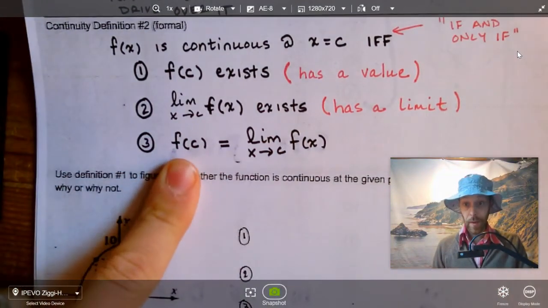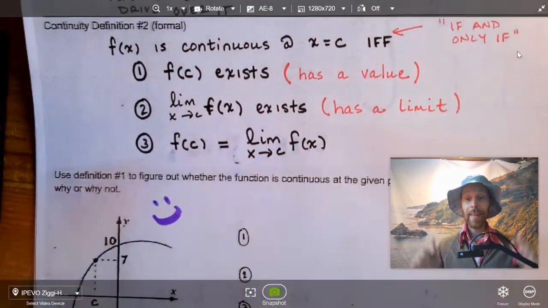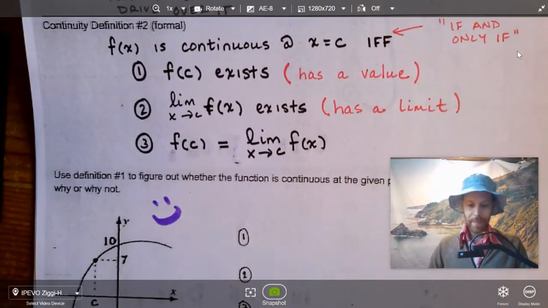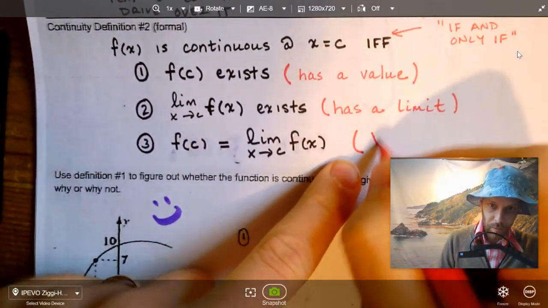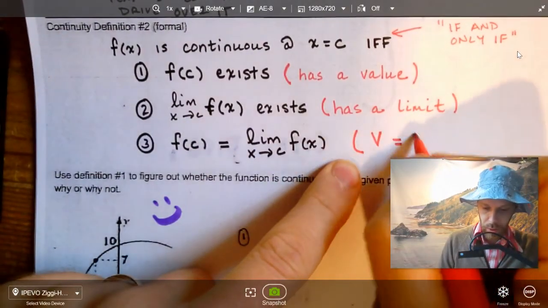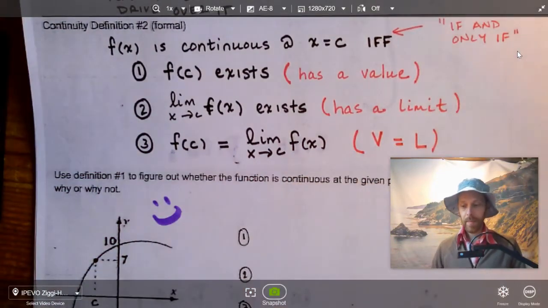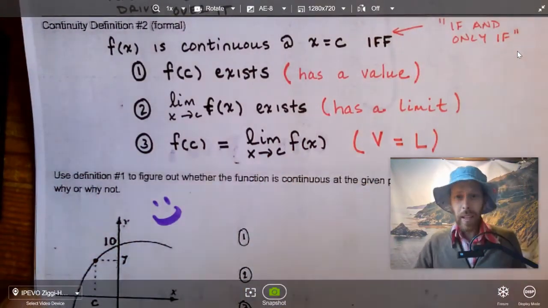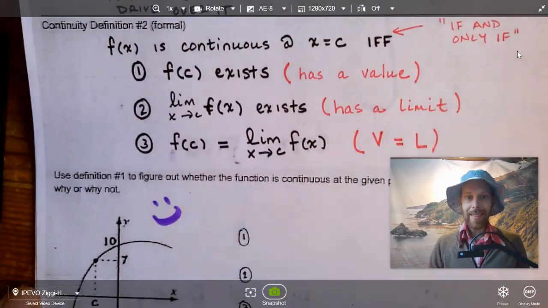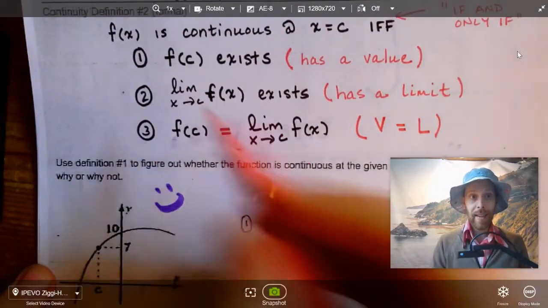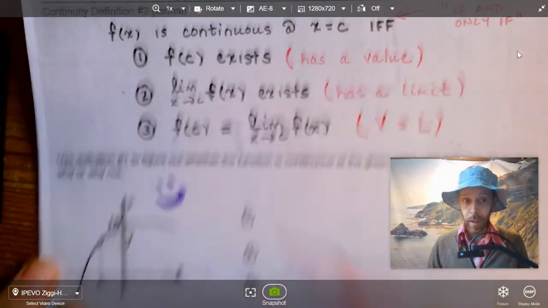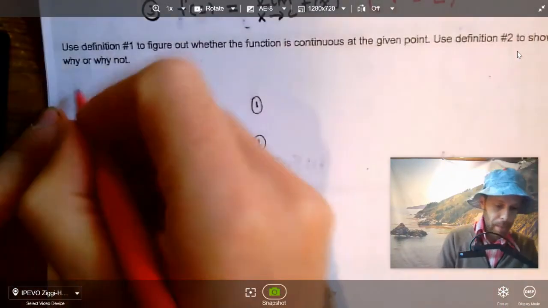The value of the function and the limit, they have to be the same. So value is equal to limit. All right, so let's play around with this and see why some of these are continuous and not continuous based on our new definition. Take a look at number 1.